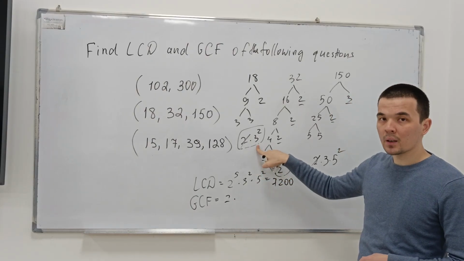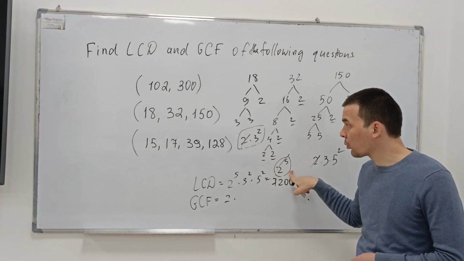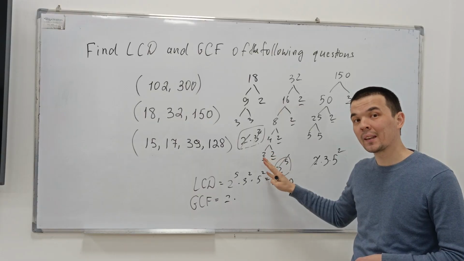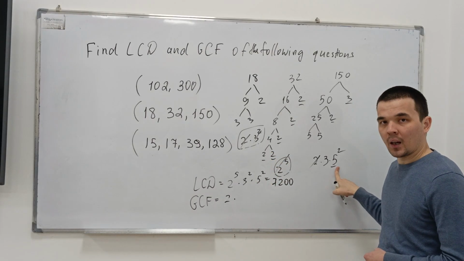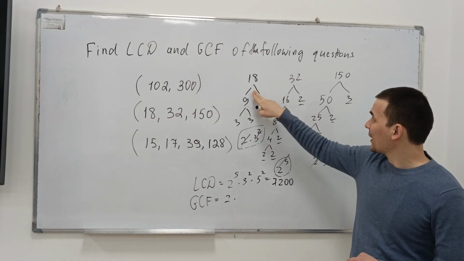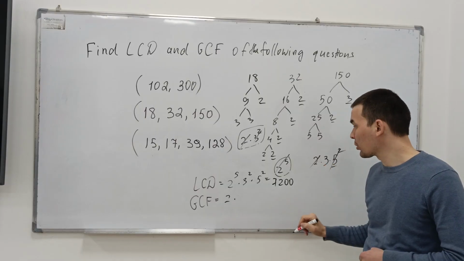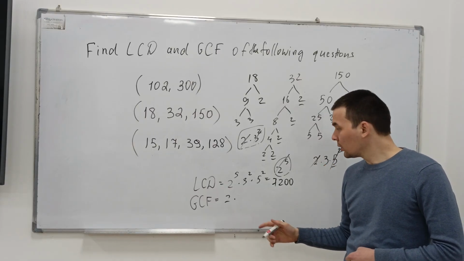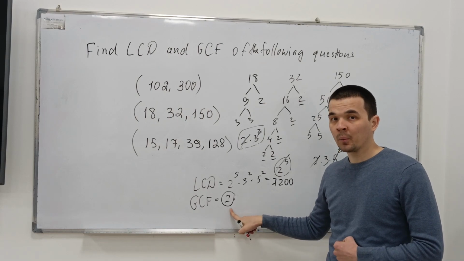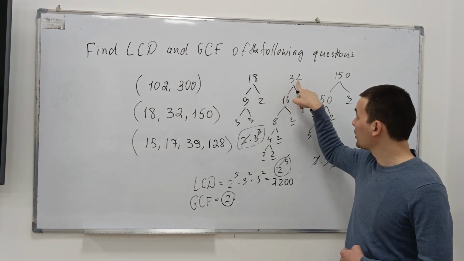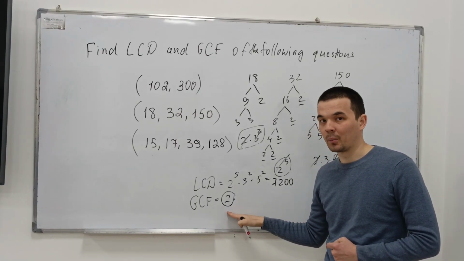Next number, we have got 3 here. However, we don't have 3 here, that's why 3 shouldn't be chosen. We have got 5 here, however, both 18 and 32 don't have 5, that's why we cannot choose 5. So our final answer is just 2. 2 is the biggest number that 18, 32, and 150 can divide.